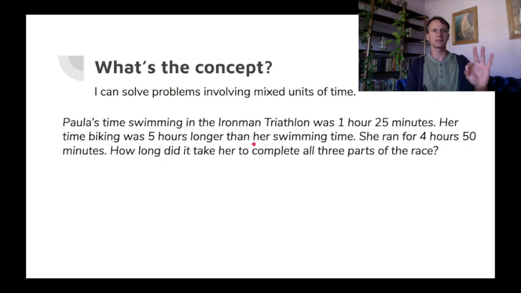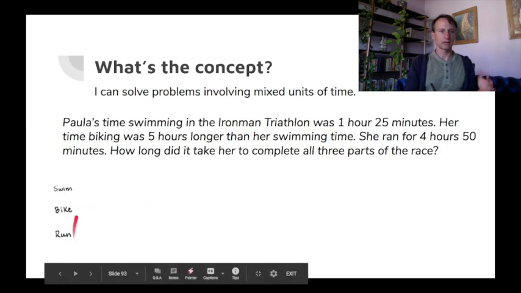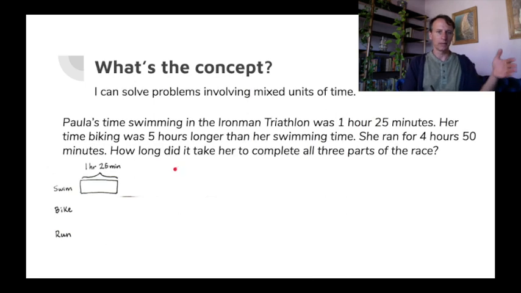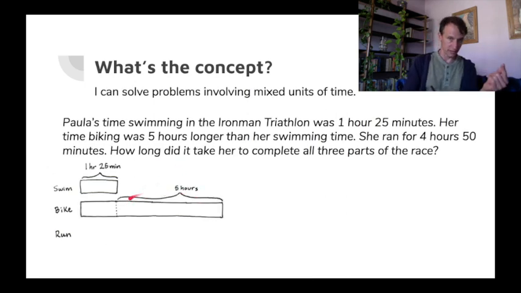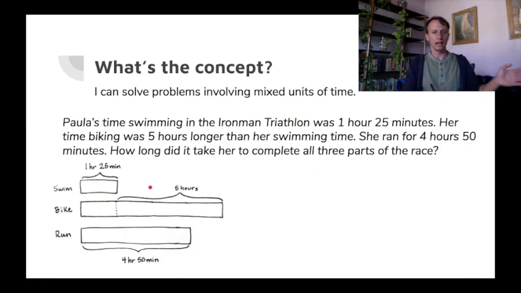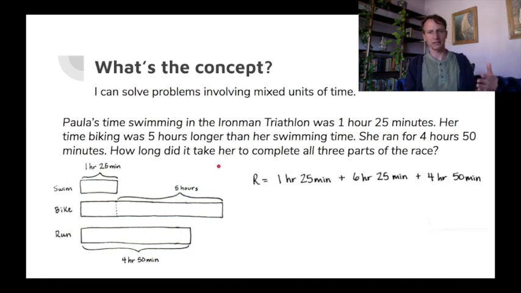What's the easy mistake to make there? Is to just use that number 5 without making it longer. And then running 4 hours 50 minutes. All 3 parts of the race. What's her total time? So we have swim, bike, and run. We make our tape diagram. 1 hour 25 minutes. We're just given that for swimming. Biking is 5 hours more than that. Okay, good. Yeah, okay, 6 hours 25 minutes, right? Easy enough. And the running, we're just given that straight out, 4 hours 50 minutes. We're trying to find everything together.